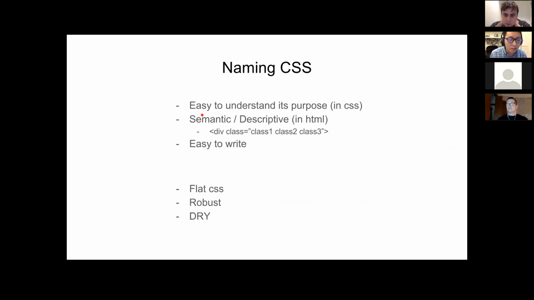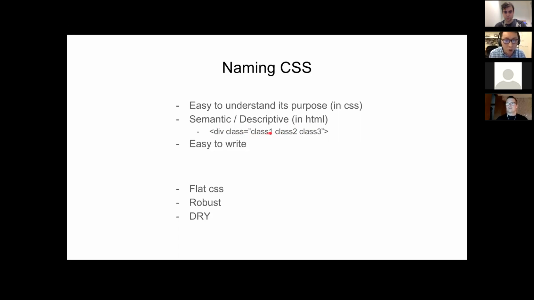First is that you want CSS where it's easy to understand its purpose in the actual CSS. So in your style sheets, if I see something like hashtag section 2 ID, what does that mean? It's really difficult to know what it means. And ideally, I want CSS names that let me mentally construct how the web page will look just by looking at the style sheet. That's ideal. And the reverse of that is I also want really meaningful CSS in HTML. So if I have a div with class 1, class 2, class 3, this is really meaningless.